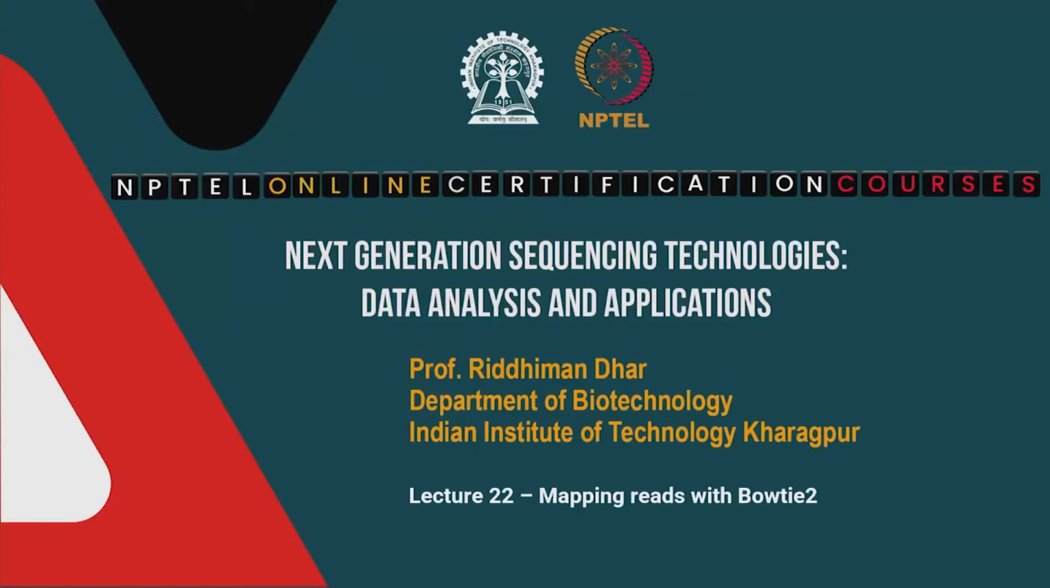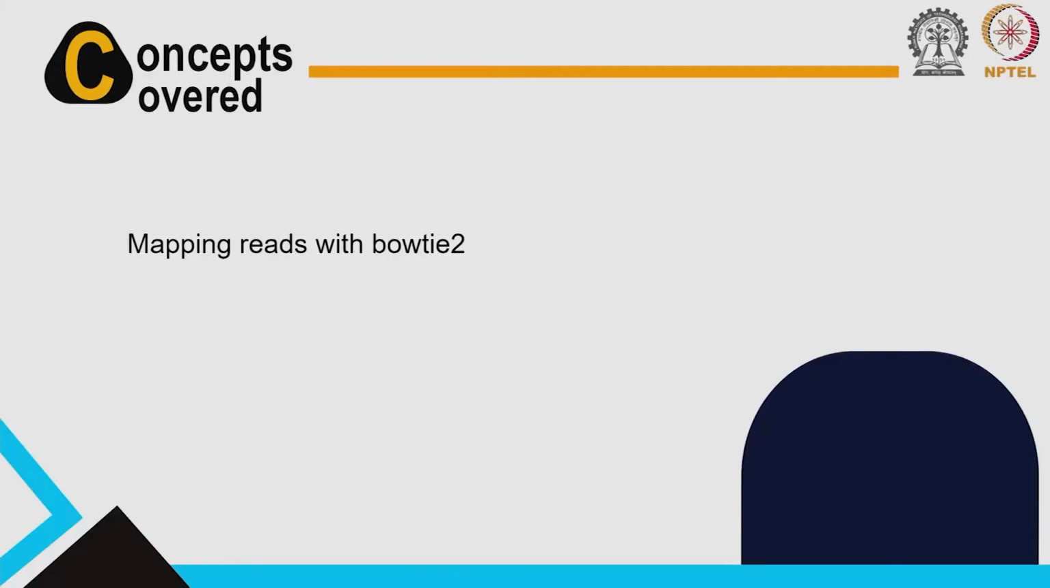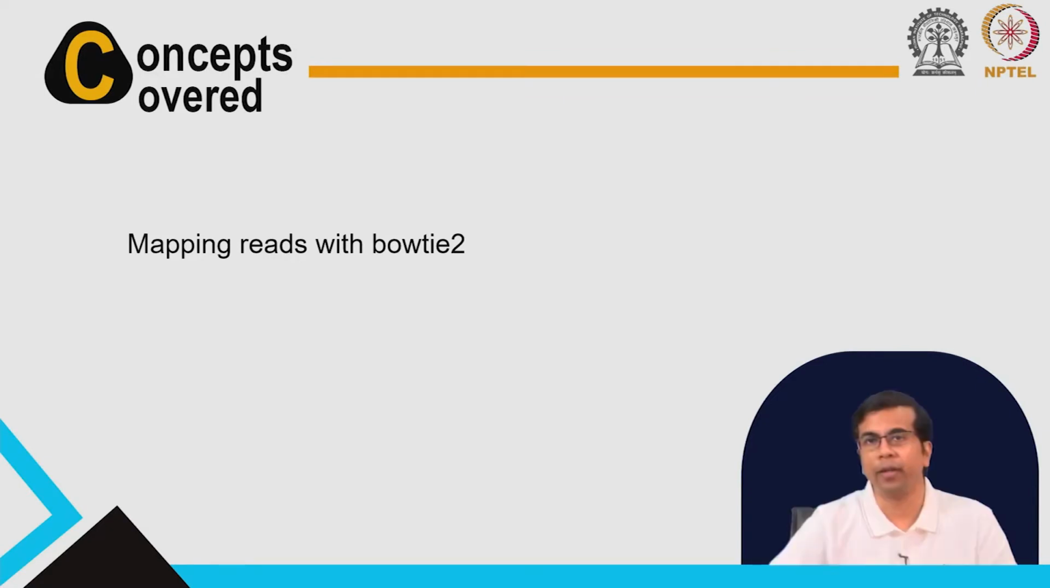Good day everyone, welcome to the course on next generation sequencing technologies, data analysis and applications. We have been discussing the mapping process, and in the last class we introduced the Bowtie2 tool. This is a tool that utilizes the Burrows-Wheeler transform with FM index and LF mapping to map reads. What we have discussed so far is how to set this tool up, and how to build the index.